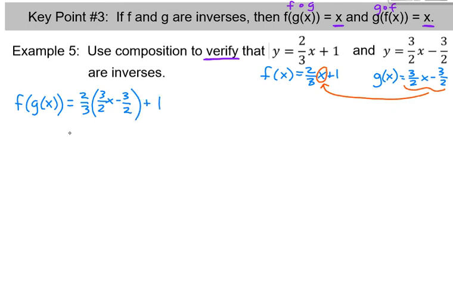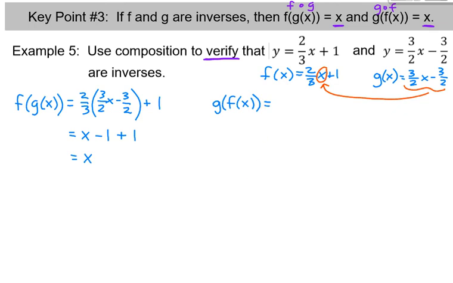And now we simplify. So distribute. 2/3 times 3/2 is 1, so that gives us 1x. Again, 2/3 times 3/2 is 1, so that gives us minus 1. And then we have the plus 1. And then when you add the plus 1 and the minus 1, they add to 0, so all we have left is x.